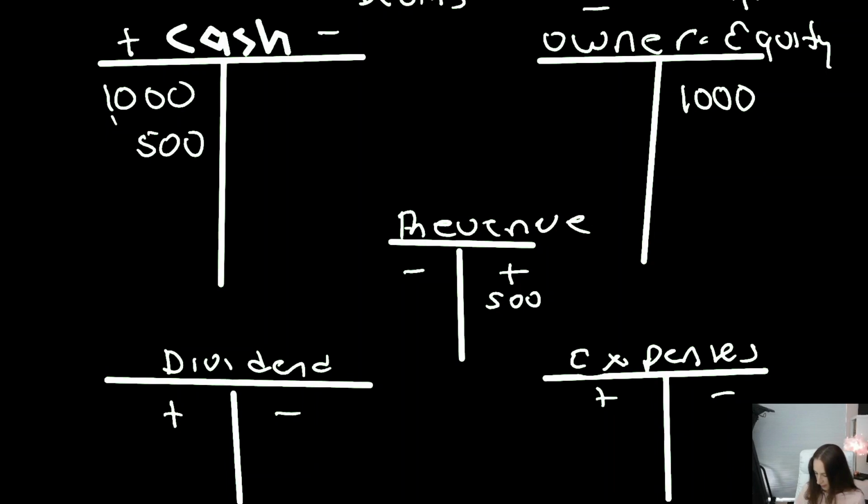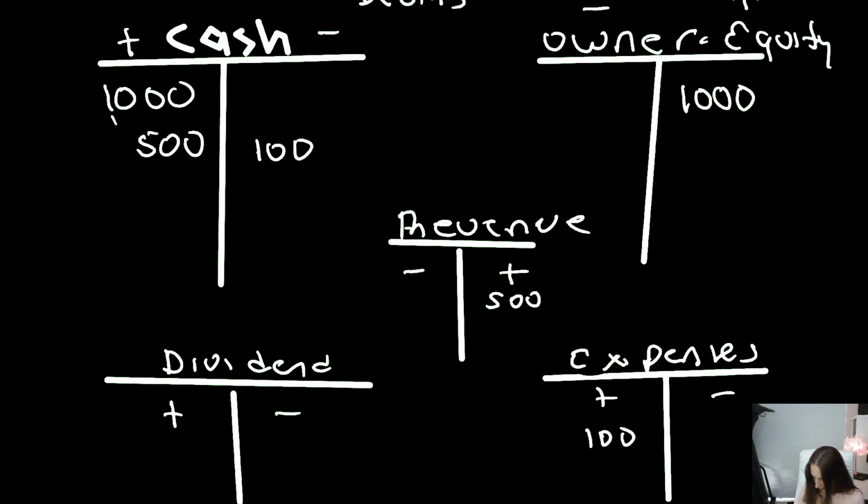Now let's say you incur some expenses as you went along in order to earn your revenue. So you have to pay $100 in utilities. Although expenses is under owner's equity, which is on the right-hand side of the equation, your expenses actually go up. So you're going to debit this account by $100 and you're going to pay for it in cash. So your cash goes down. You have to credit your cash by $100.